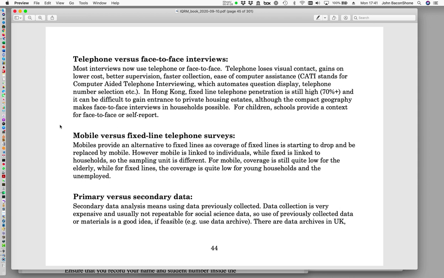But compared to face-to-face, it's much easier to supervise a telephone survey. The cost is much lower. The collection process is faster because you don't spend time traveling. It's much easier to have a computer sitting there with a nice big screen sitting on a desk than you have to carry around an iPad.